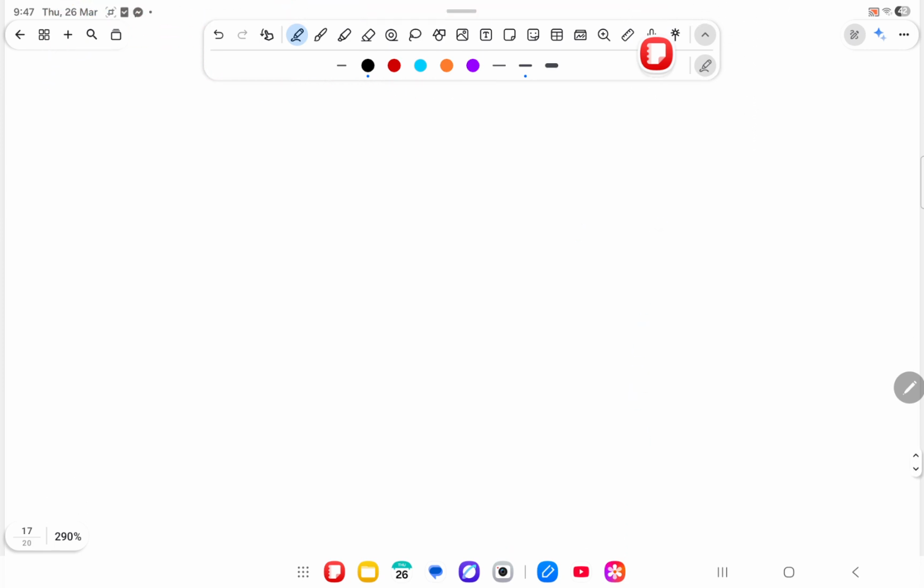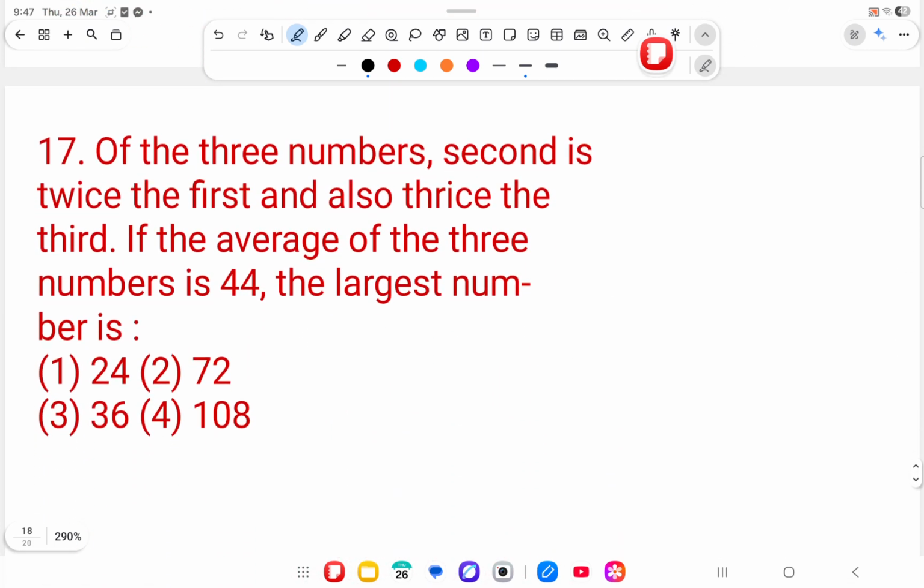Next question. Of the 3 numbers, second is twice the first and also thrice the third. See, they are asking, of the 3 numbers, second is twice the first and also thrice the third. Okay, in this case, how to assume? So 2 and 3 LCM is 6. Suppose if I consider A, B, C. Second one I am considering as C, because second is twice and thrice. So 6 if I take.